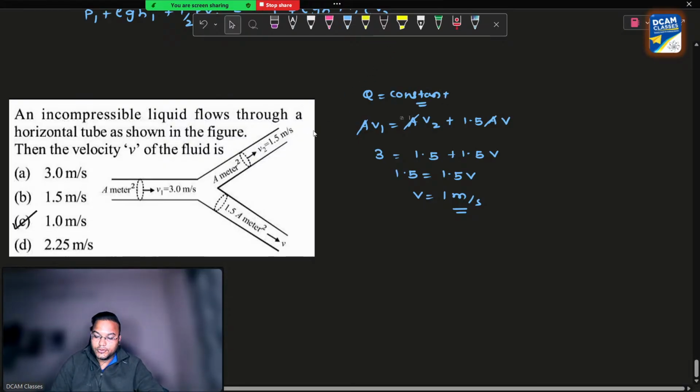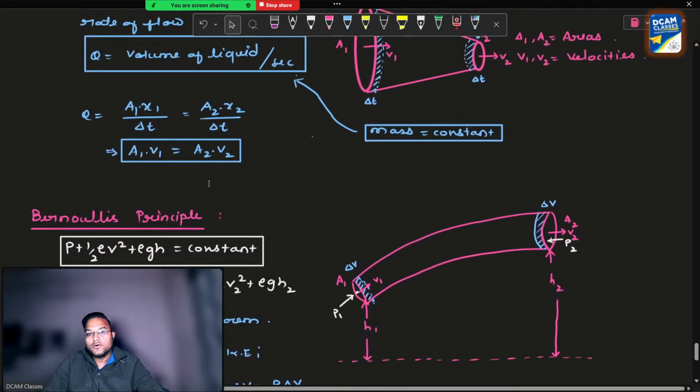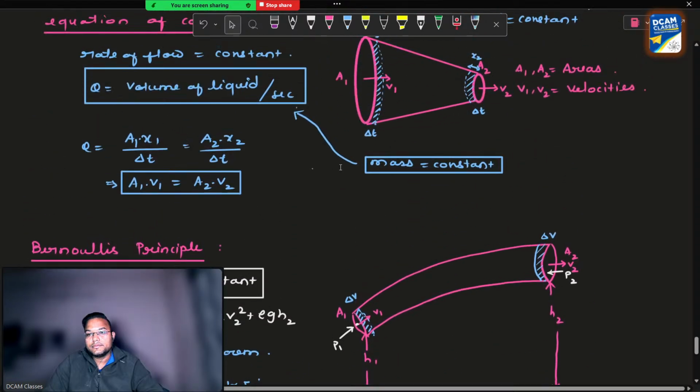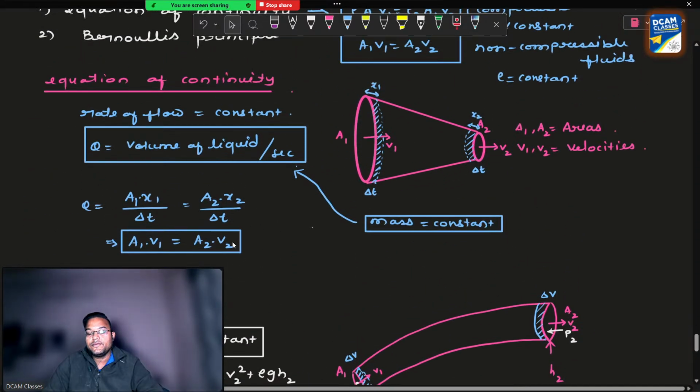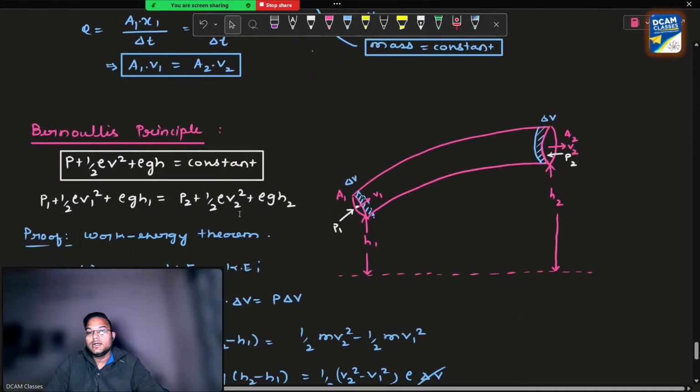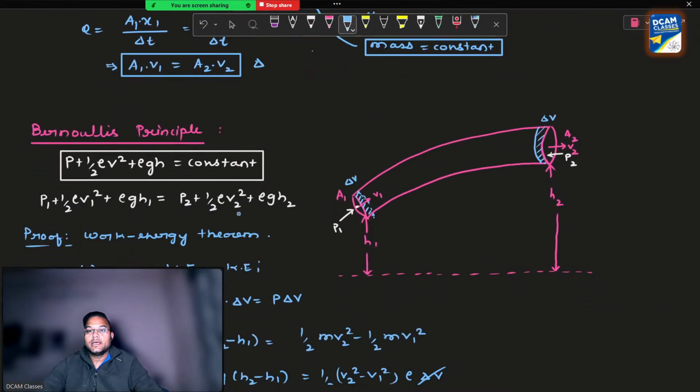Now let's move on to the next part. This was actually the easier one. Just remember only these two equations: the equation of continuity, A1 V1 is equal to A2 V2, and the other one. Only these two you will be using to solve all your questions.